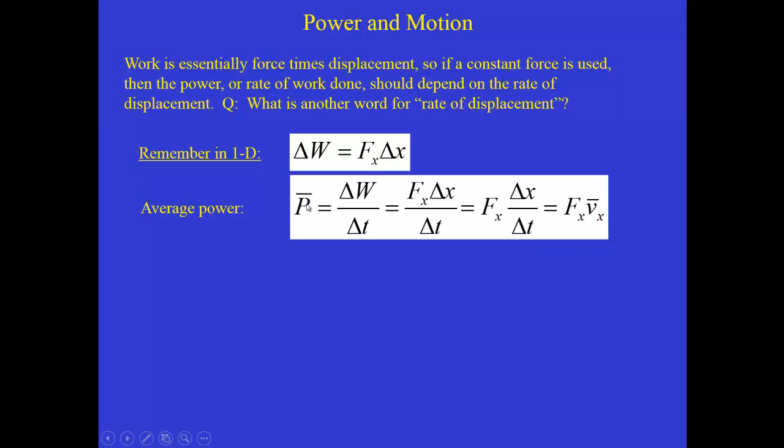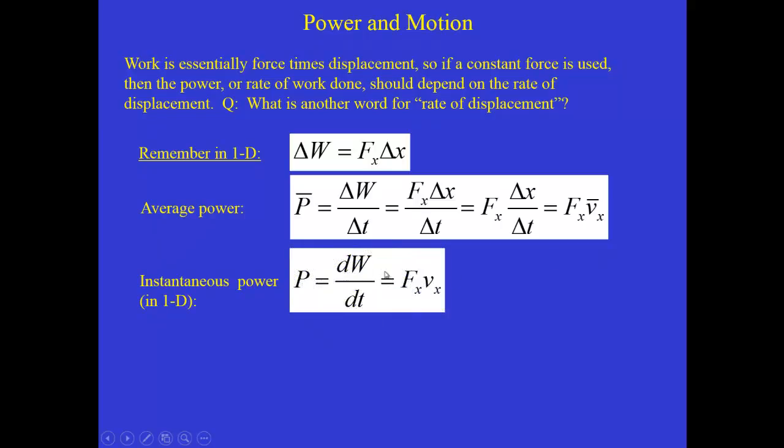So for average power, we can write this as the force along the x direction times the velocity along the x direction. Now what about instantaneous power? Well, for a one-dimensional situation, of course, we would want this to be a derivative, dW/dt, and what that would be then, instead of having an average velocity, we would indicate the instantaneous power as the force multiplied by the instantaneous velocity along the x direction. And of course that velocity could change, and so the power would change if the velocity changed. But this is the appropriate expression for a one-dimensional system for power.